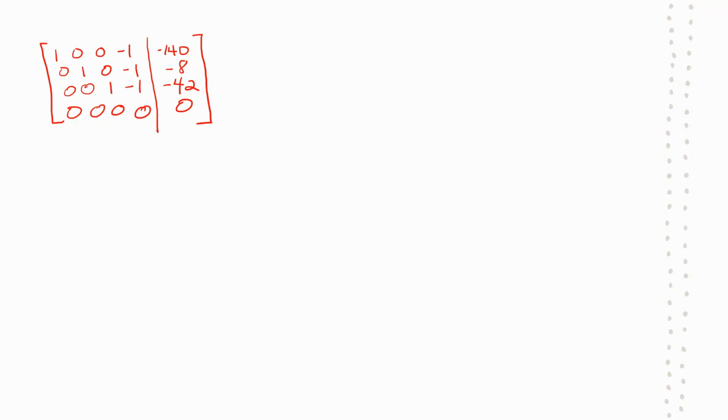So this is reduced row echelon form because remember, as long as there are zeros above the leading ones, it's fine. And this is not a leading one, so there don't have to be zeros above that. But anyway, what this tells us is that x sub 1 minus x sub 4 is equal to negative 140. The second equation tells us that x sub 2 minus x sub 4 is negative 8. And the third row tells us that x sub 3 minus x sub 4 is negative 42.